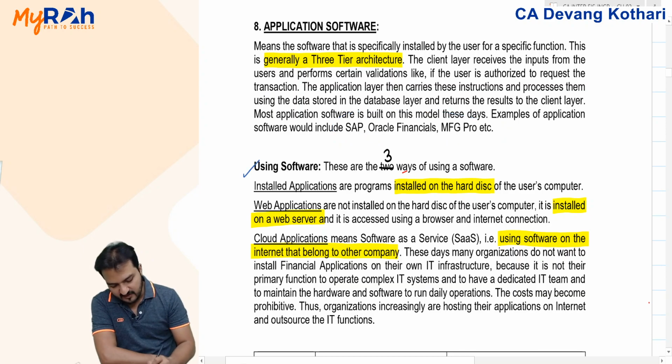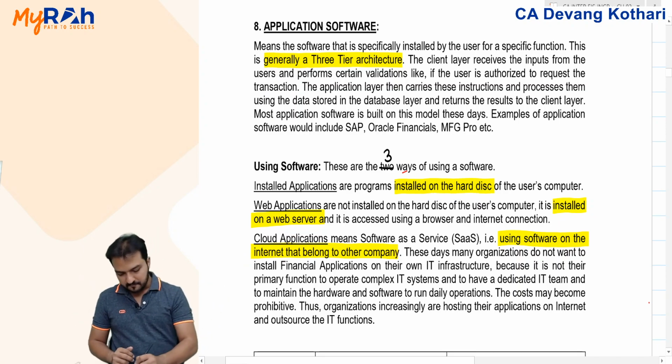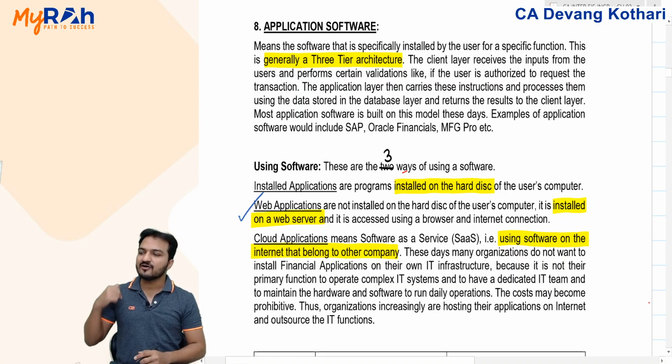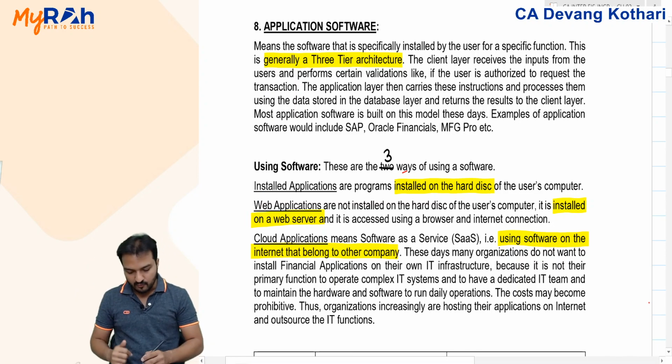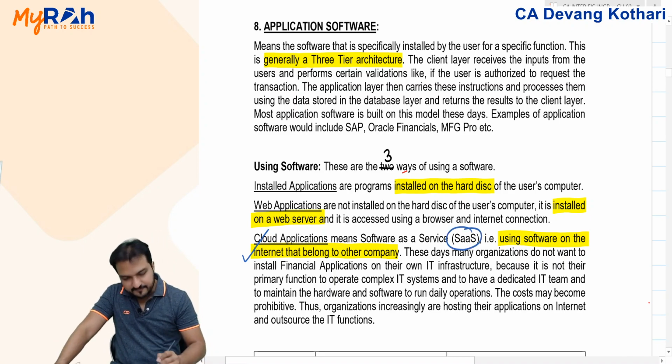Using that software, there are three ways of using a software: either installed application, web application, or cloud application. Installed application is installed on your hard disk. Web application is installed on the web server. So installed application is my software installed on my hard disk. Web application is my software installed on the web server, on the internet, and I use it directly from the internet.